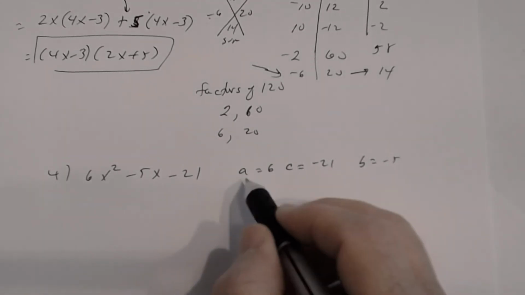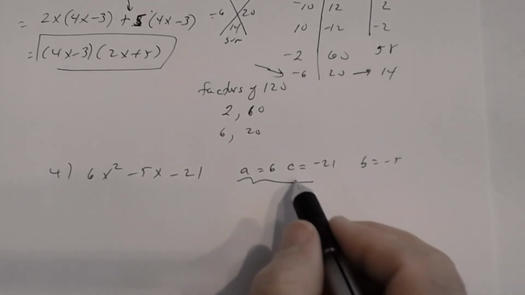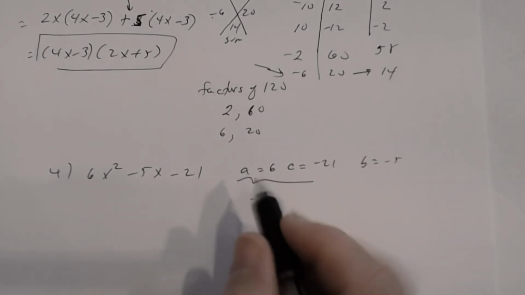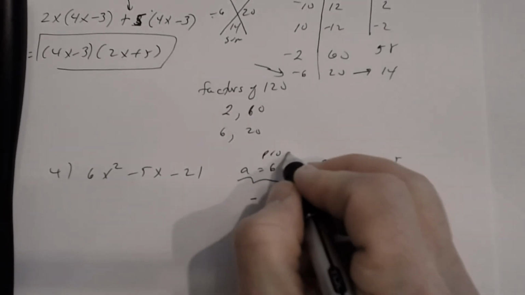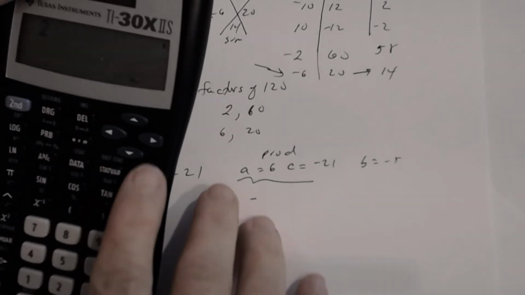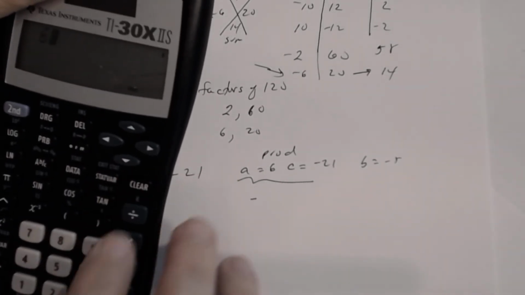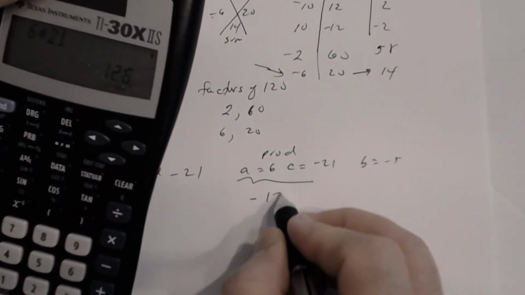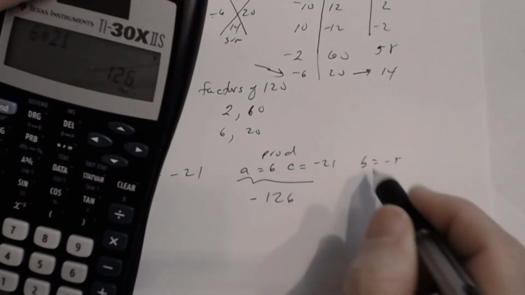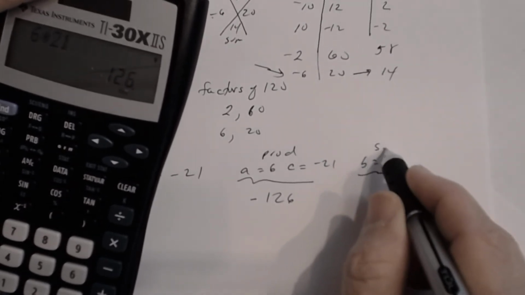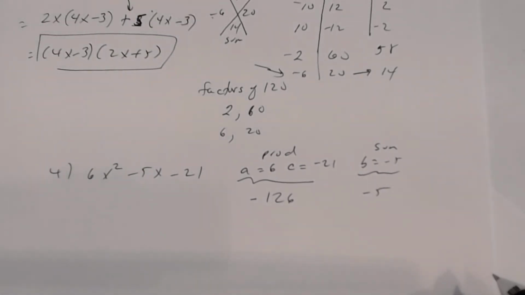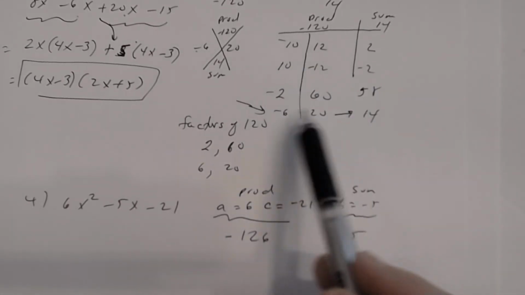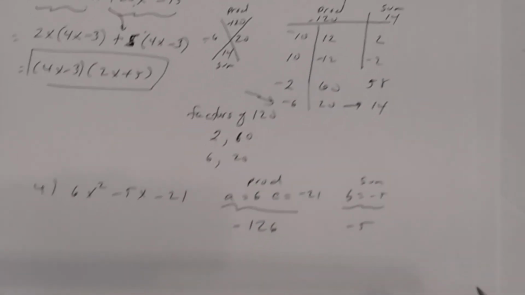All right, so this is going to be your product. Remember, your product is AC, so A times C. So 6 times a positive times a negative is a negative, so your product's going to be negative. And so 6 times 21 gives me 126. It'll be negative 126. And then you want your sum to be negative 5. Okay? So again, it's going to be a little bit more work because some of you may come up with it quick, just like we did here. Some of you may take a few more steps. Okay?